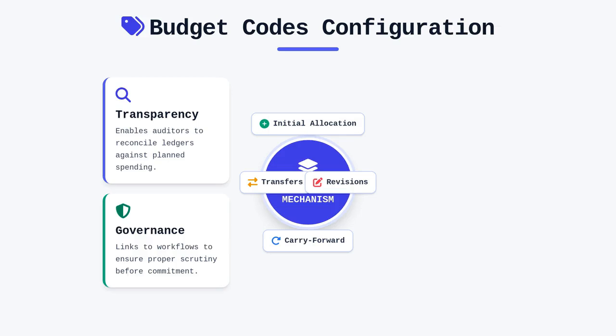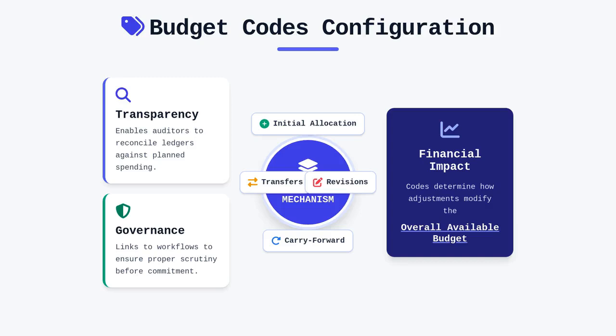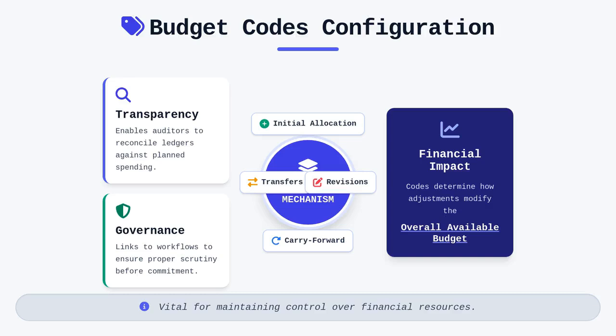These codes are often linked to specific budget workflows, ensuring that an adjustment request undergoes the appropriate level of scrutiny before it is officially committed to the records. The system utilizes these codes to determine how specific adjustments affect the overall available budget, making them vital for maintaining control over your financial resources.